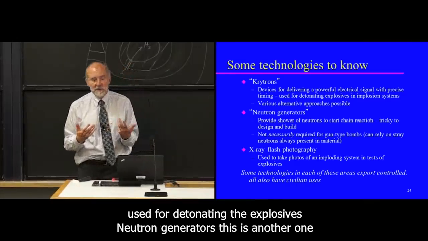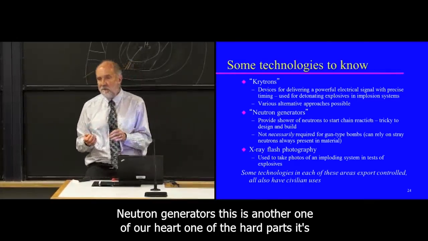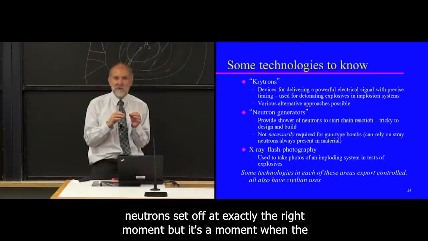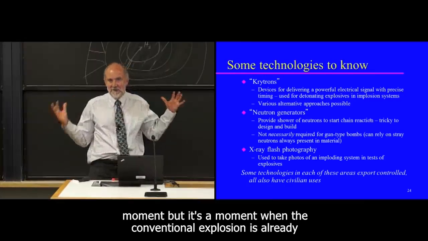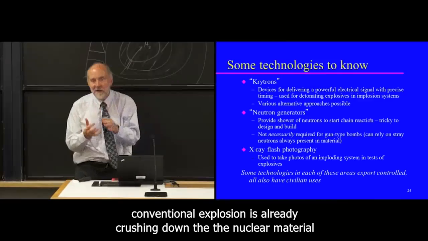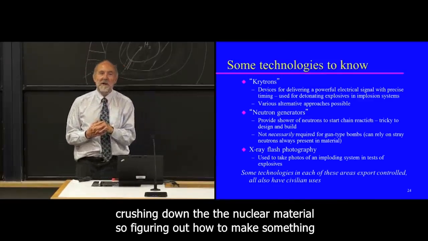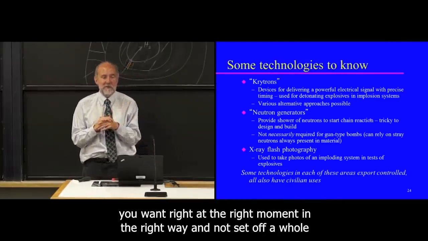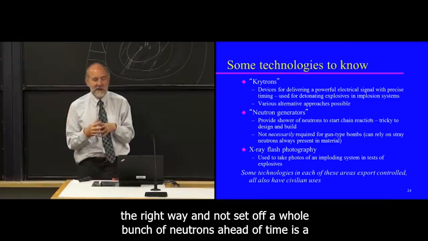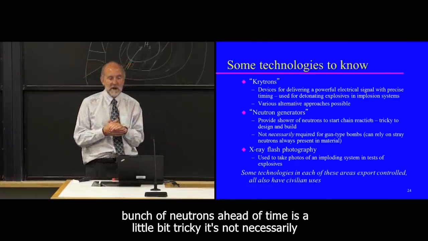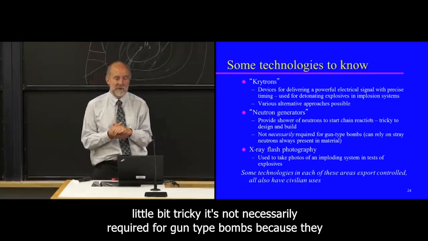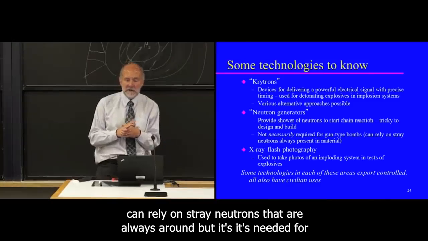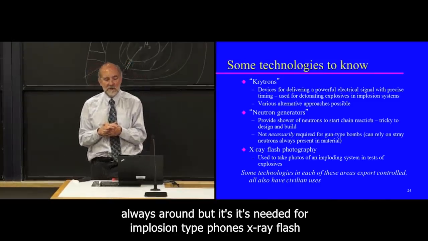Neutron generators. This is another one of the hard parts. It's tricky to get. You want a shower of neutrons set off at exactly the right moment, but it's a moment when the conventional explosion is already crushing down the nuclear material. So figuring out how to make something that's going to generate the neutrons you want at the right moment in the right way, and not send off a whole bunch of neutrons ahead of time, is a little bit tricky. It's not necessarily required for gun-type bombs because they can rely on stray neutrons that are always around. But it's needed for implosion-type bombs.